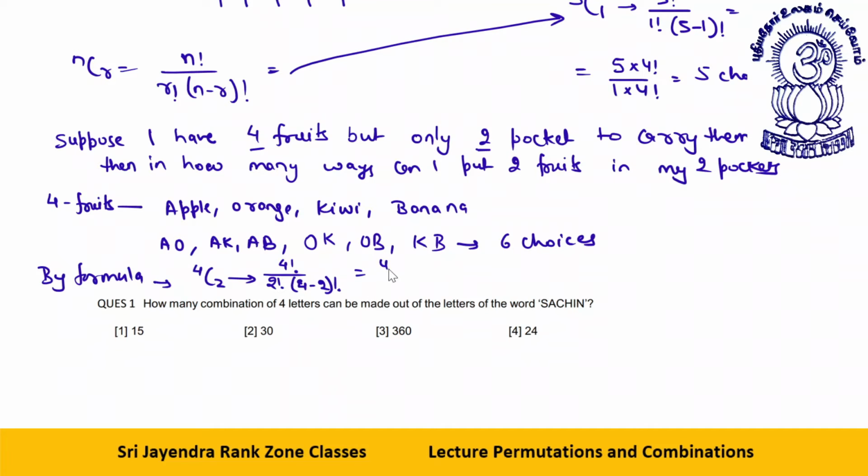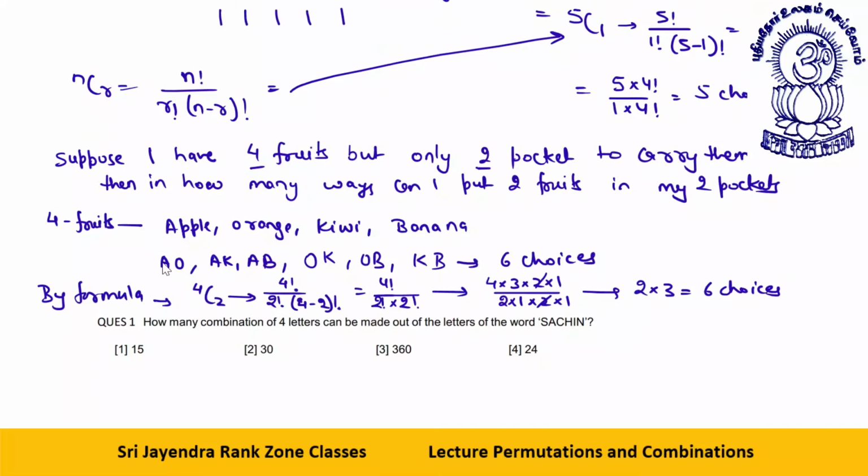So this becomes 4 factorial divided by 2 factorial into 2 factorial. That will be 4 into 3 into 2 into 1 divided by 2 into 1 into 2 into 1. 2 and 2 cancel, 2 and 4 cancel, will give you a 2. So this is 2 into 3, 6 choices. Okay, clear to all?